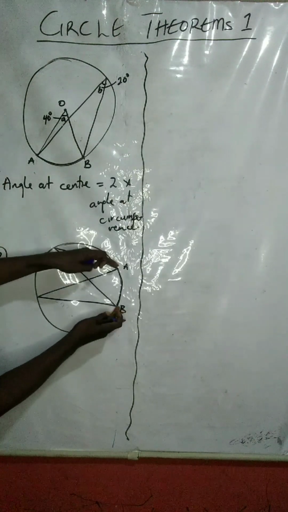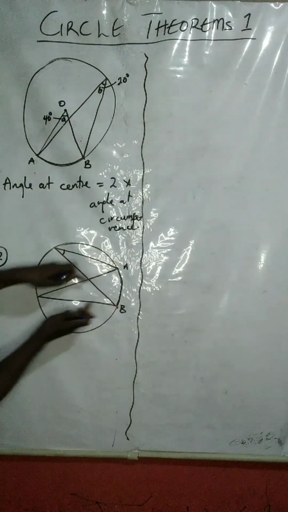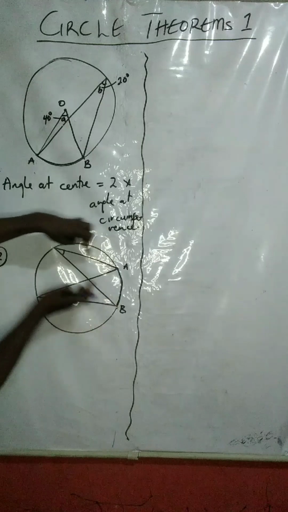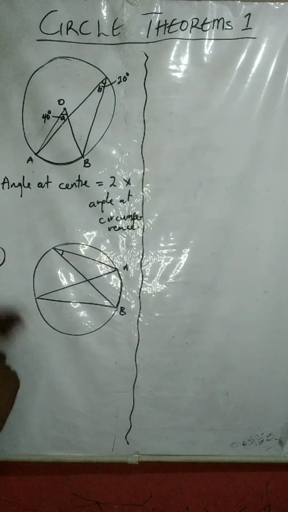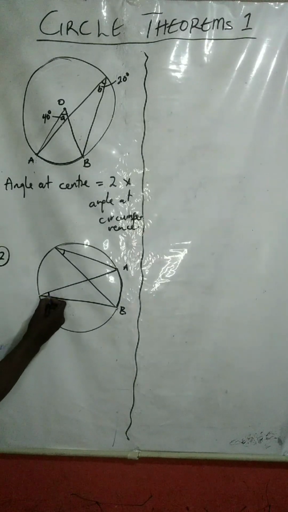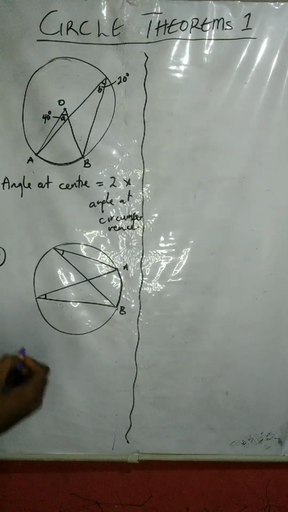You can see the 2 lines are coming from the beginning and the end of the arc, going to the circumference. Whenever you see an arc forming 2 or more angles on the circumference, those angles on the circumference are equal. So we call them angle in the same segment.